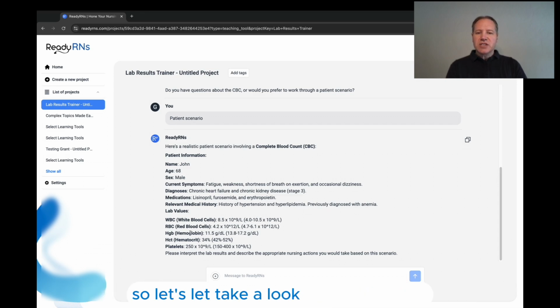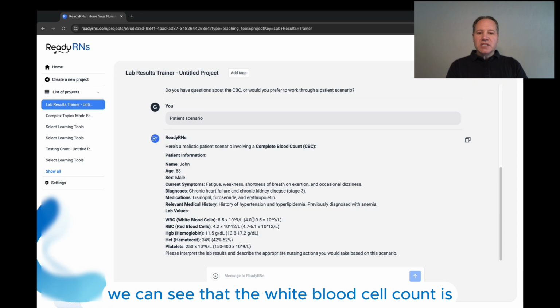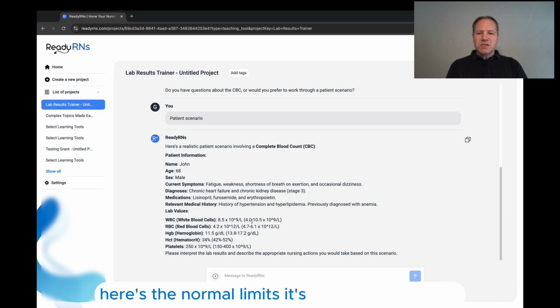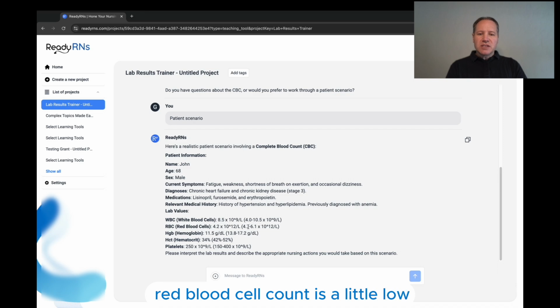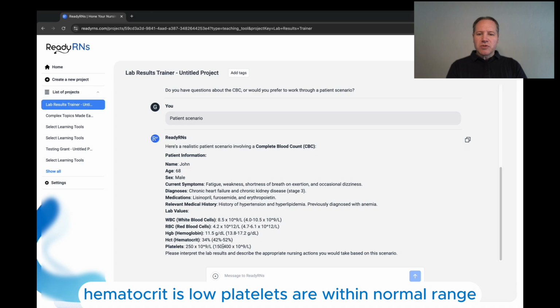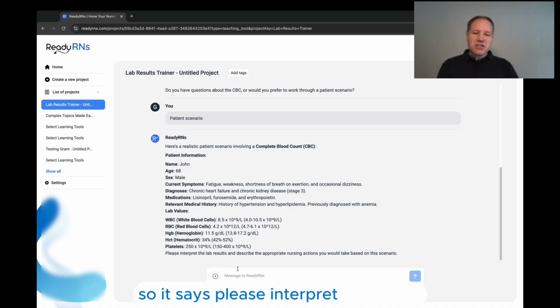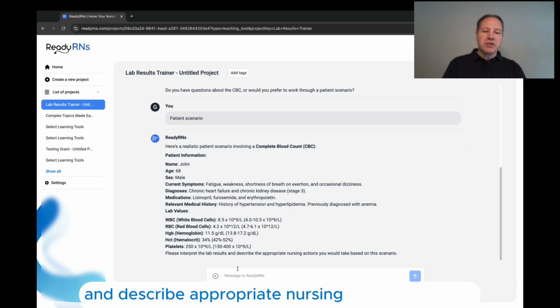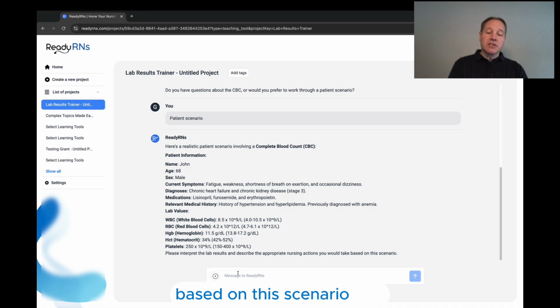So let's take a look at his lab values. We can see that the white blood cell count, here's the normal limits, is within normal limits. Red blood cell count is a little low. Hemoglobin is low. Hematocrit is low. Platelets are within normal range. So it says, please interpret the lab results and describe appropriate nursing actions you take based on this scenario.